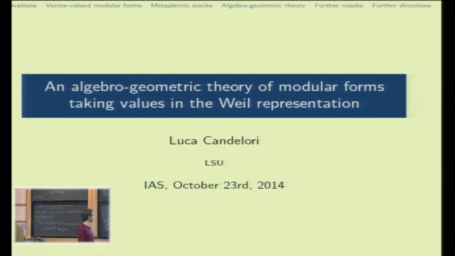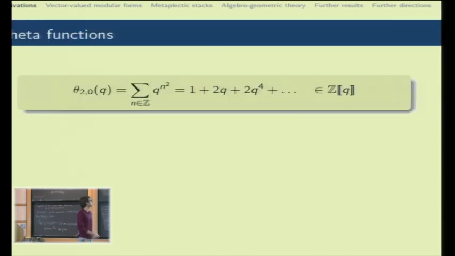So I apologize. Okay, so usually I think these objects are called vector-valued modular forms. I tend to dislike that name because vector-valued is very general. So in the title I'm trying to be more precise about what these vectors are. But I'm speaking about modular forms that take values in vector spaces that are additionally endowed with a representation, the Weil representation. Okay, so how does this come about?